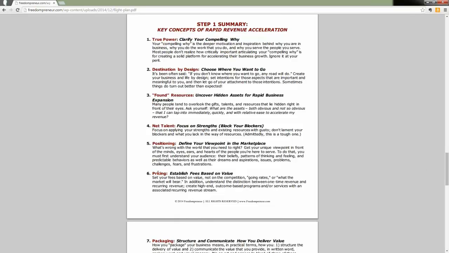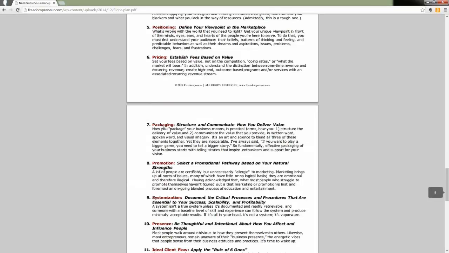Here's concept number 6. I recommend establishing your fees based on value rather than on hourly or what you learned in coaching school or the going rate or what the market will bear. Next key concept is packaging. So packaging means how you structure, how you deliver value, and how you communicate the value that you provide in the written word, the spoken word, and in visual imagery.